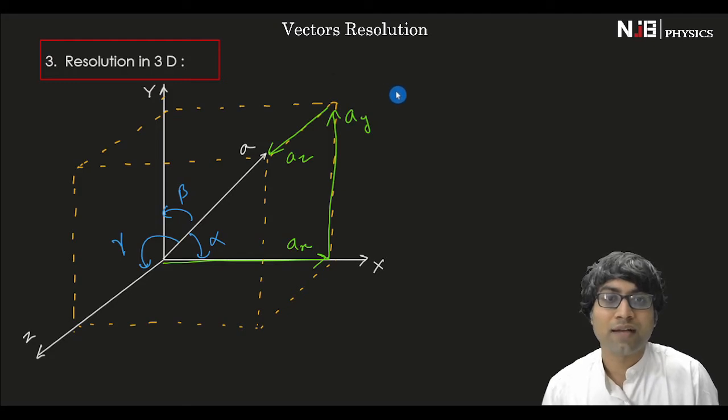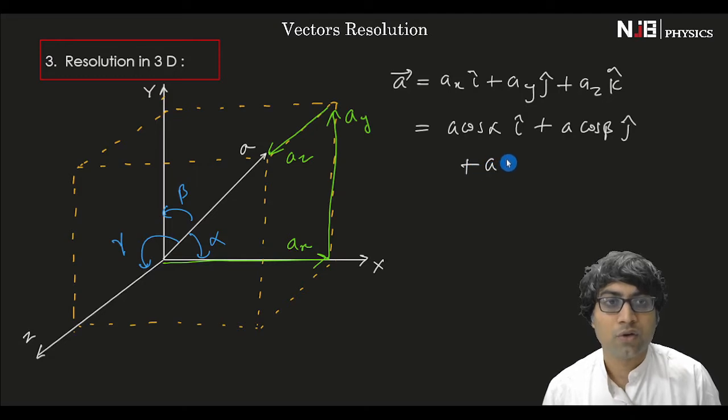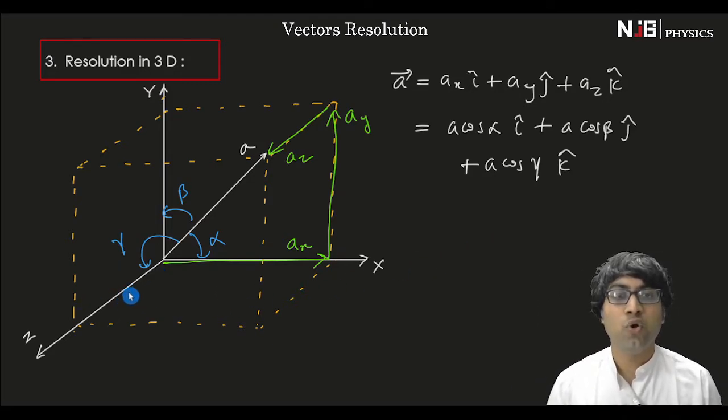So we can write that this vector a is equal to ax i cap plus ay j cap plus az k cap. Now what is this ax? Ax is a cos alpha i cap, and then we have a cos beta j cap, and then a cos gamma k cap. k cap is a unit vector in the direction of the positive z-axis. So we just need the magnitude of the vector and the angles made by this vector with the positive x, y and z axes, and in fact we just need 2 of the 3 angles.